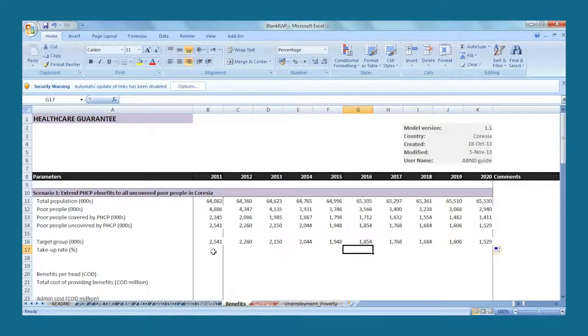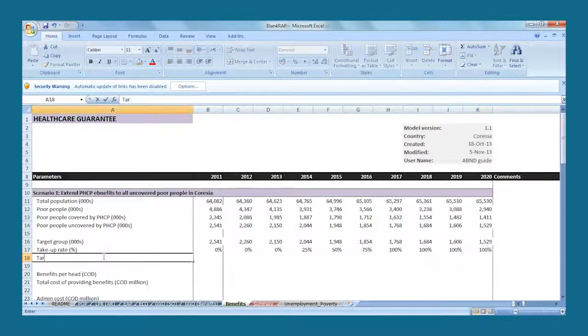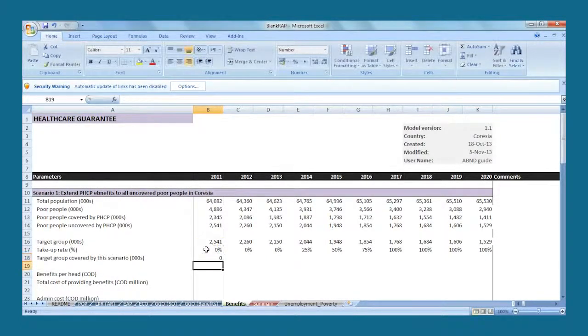The take-up rate is written as 0% until the current year, 2013. We can assume the government will start implementing the scheme in 2014, and the take-up is 25%. This increases to 50% in 2015, 75% in 2016, and full coverage or 100% from 2017 onwards. Thus, the target group covered by this scenario is the total target population multiplied by the take-up rate in each year.